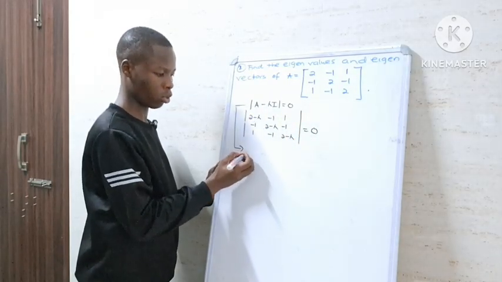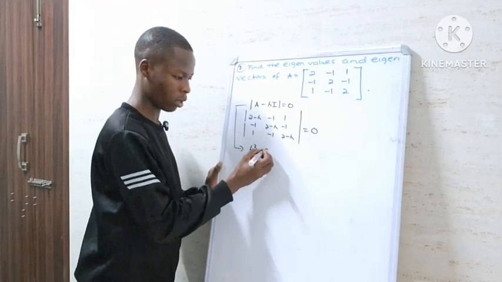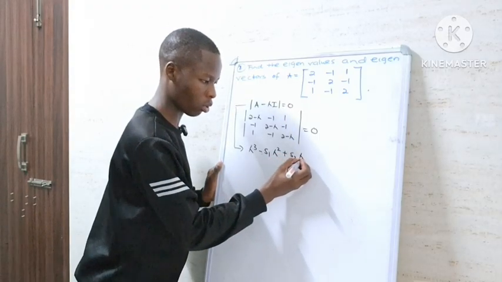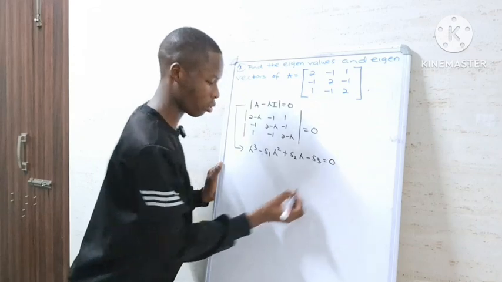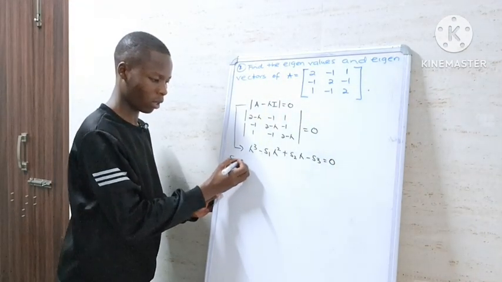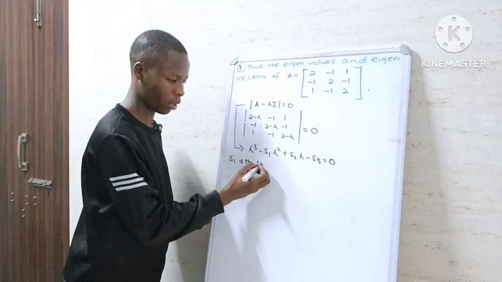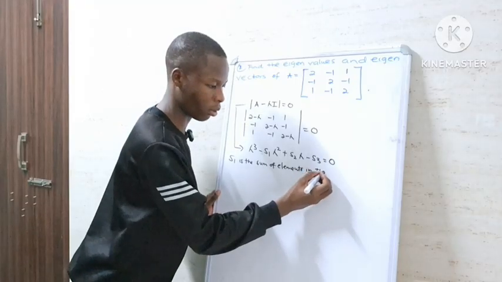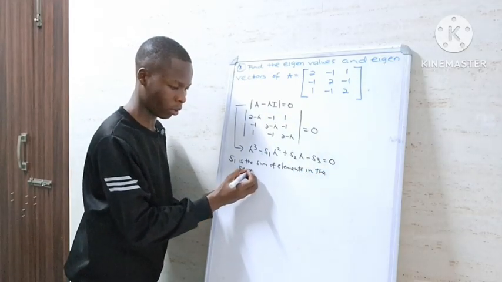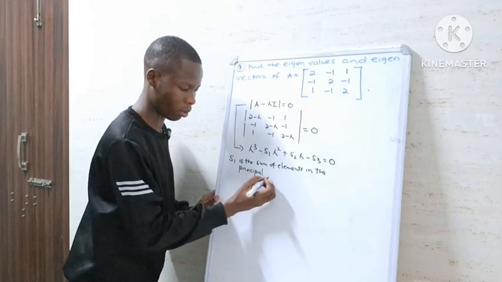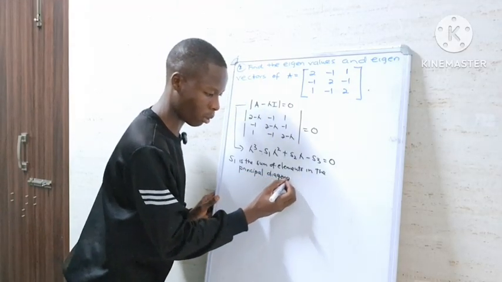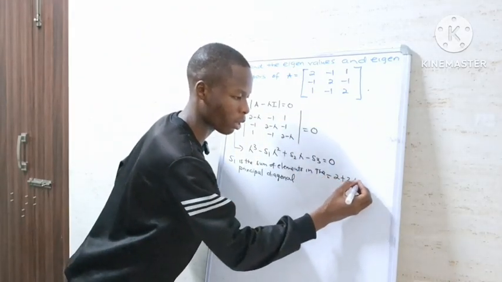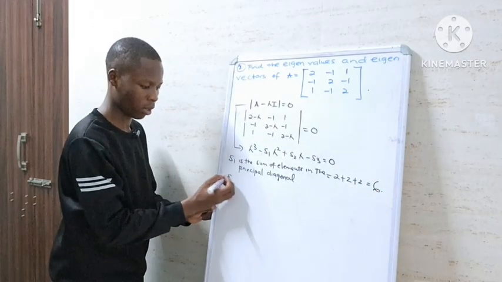This reduces to lambda cubed minus S1 lambda squared plus S2 lambda minus S3 is equal to 0, where S1 is the sum of elements in the principal diagonal. So the sum of elements in the main diagonal is 2 plus 2 plus 2. This is equal to 6.